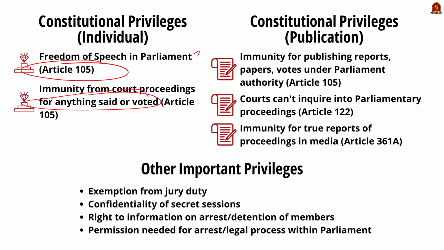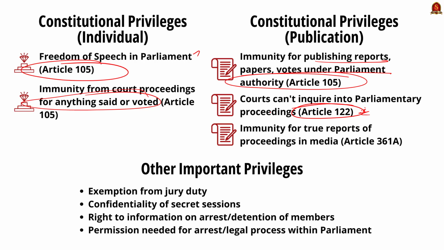Then there is also immunity to a person from proceedings of any court in respect of publication of any report, paper, vote or proceedings by the authority or under the authority of either House of Parliament. Then there is a prohibition on the courts to inquire into the proceedings of the Parliament, which is provided by Article 122 of the Constitution.